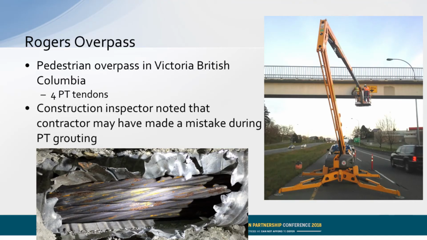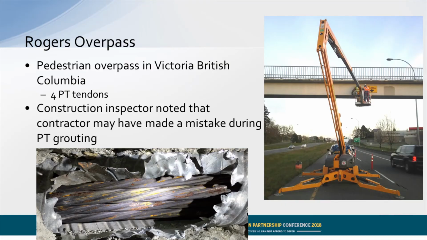It was a pedestrian overpass with 4 PT tendons. The contract inspector noted that the contractor may have made a mistake during grouting. So we went and did impact echo on the 4 tendons and found that the first tendon he just wasn't prepared right, and he had to stop in mid-operation, and then he tried to grout in from the anchorages, and he had 2 20-foot voids on center. And so we were able to find those with impact echo, and here's what it looked like.